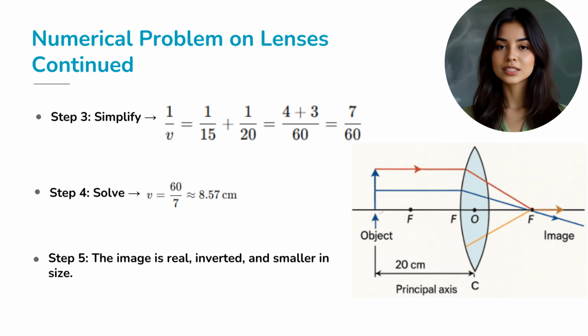Think of it like this. You place a candle in front of a magnifying glass, and on the other side, you see its sharp little image on the wall, flipped upside down and tinier. That's exactly what we just calculated. And there you go, step by step. No panic, no shortcuts. Just careful use of the formula, the signs, and a bit of fraction practice.